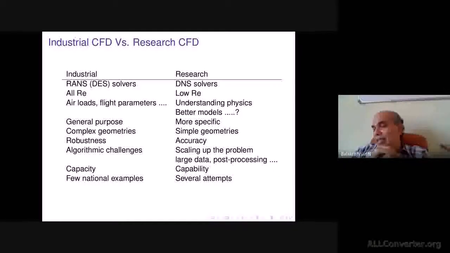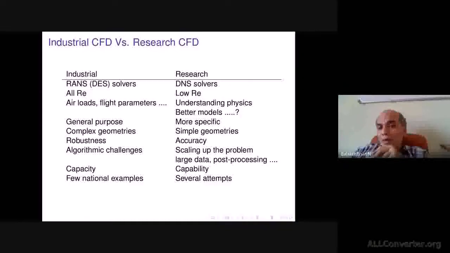Detached eddy simulation. These are, in terms of fidelity, better than the RANS solvers. They are in a better position to capture flows which are actually separated, but they also have their own limitations, primarily because there is a modeling associated with the turbulence. Whenever there is a model, there are some limitations, but however, they are very useful tools. Typically, this is what industry would be interested in.